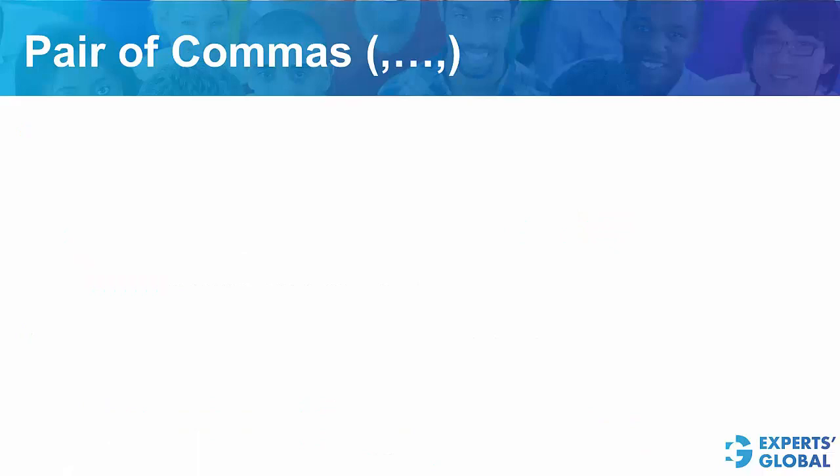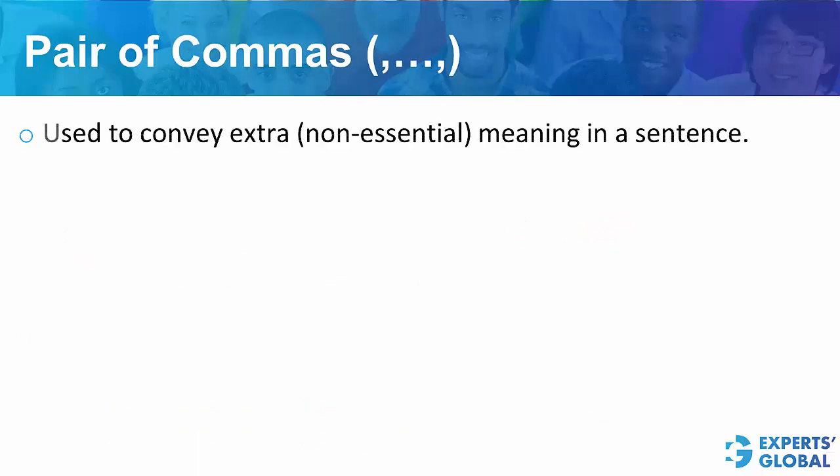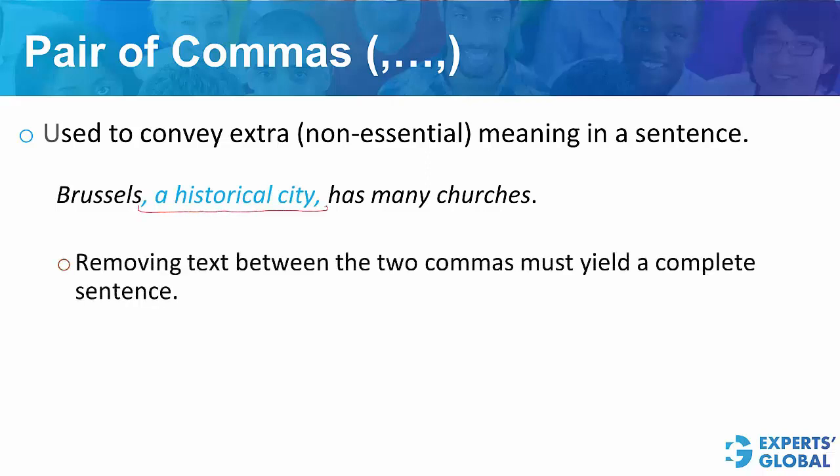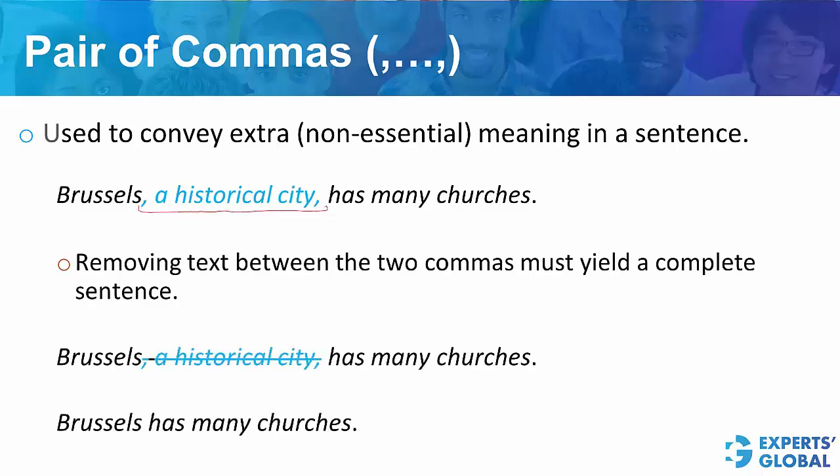Next, let's understand the usage of a pair of commas. A pair of commas is generally used to convey extra non-essential meaning in a sentence. Look at this sentence. The stuff that you have between two commas here is extra information. If you remove this extra information between two commas, the core meaning of the sentence will still remain. So if you remove this, we get Brussels has many churches. The core meaning is intact.